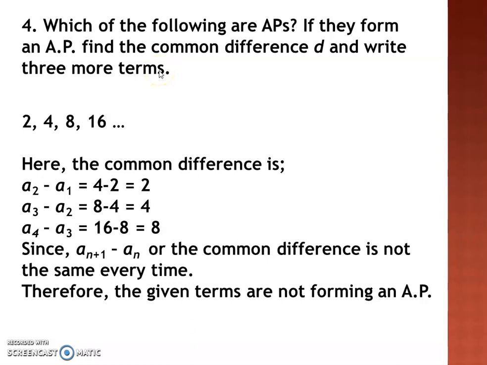So here you are going to identify which of the following are APs. So the given sequence of numbers, is it an AP or is it not? So that you have to identify. For that what you will check is the difference between the terms. Is it constant or not?